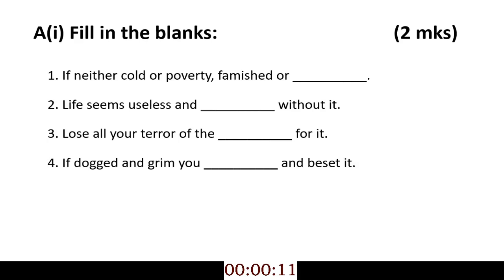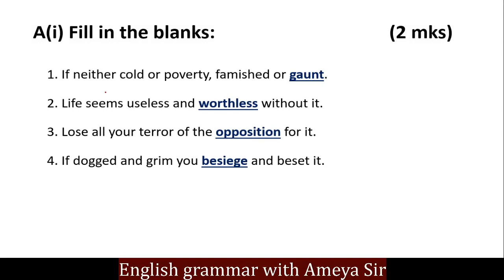Okay, last 10 seconds. And then, by the way, 4 blanks for 2 marks, half mark each. So when you correct it, make sure it's half mark. The time is up and I shall now bring the answers. Okay, so here are the answers. I'm revealing them now. So the first one is gaunt. The second one is worthless. Third one is opposition. And fourth one is besiege.